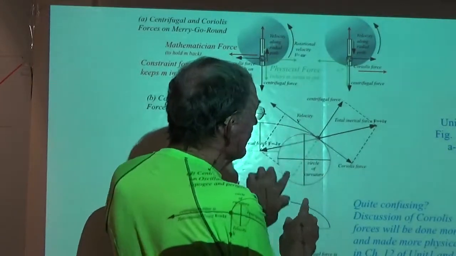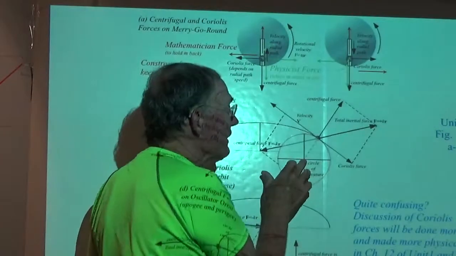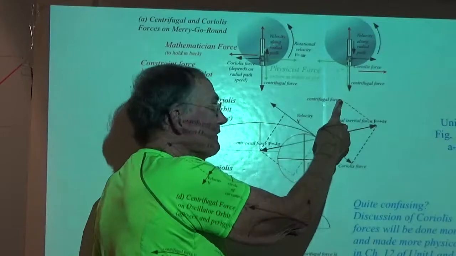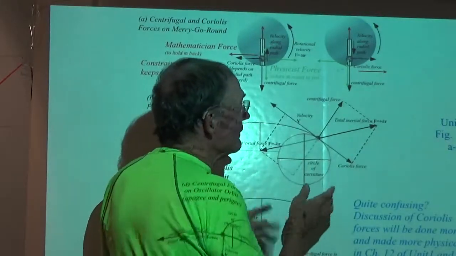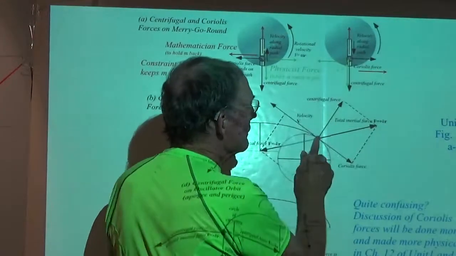So treating that circle as something to talk about, then anything that flees the center of that circle is called a centrifugal force. And anything that's perpendicular to that is called a Coriolis force. This is the only force we have to worry about. That's the centrifugal and that's the Coriolis.